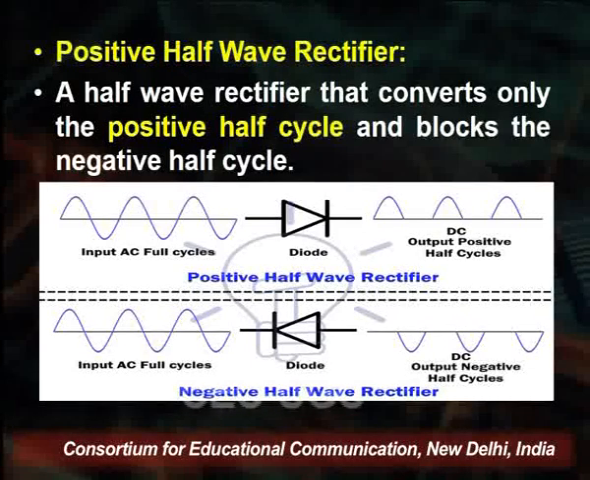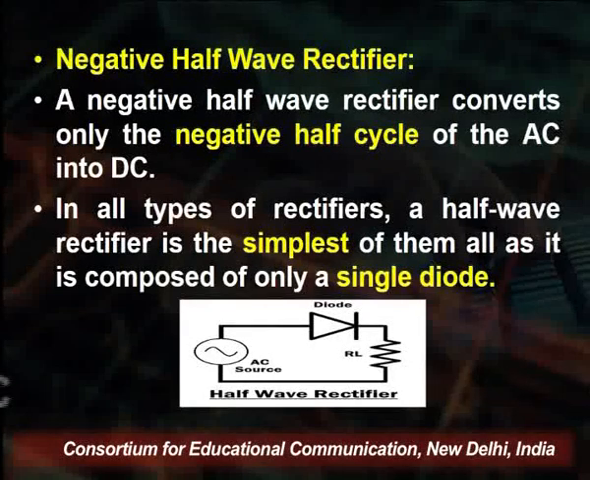Here we are seeing that on the left hand side the input is the full cycle and the output will be only the positive. In the other one, where we just have the forward bias, the negative half wave rectifier, the input is in the full form and we will get only the negative half cycle as output. So there is the positive half wave rectifier and the negative half wave rectifier. A negative half wave rectifier converts only the negative half cycle of the AC into the DC. Positive converts the positive half cycle and negative converts the negative half cycle of the AC into the DC.